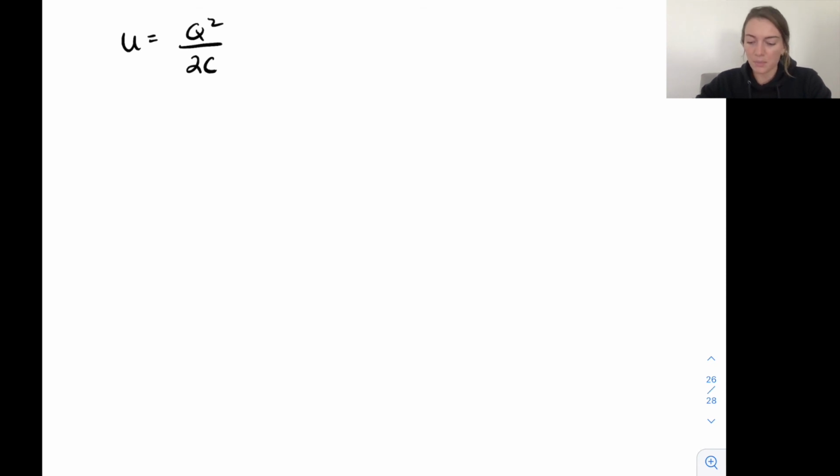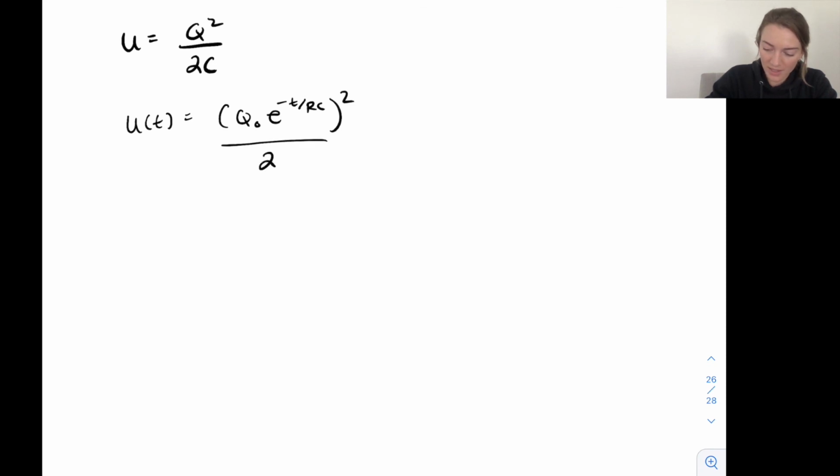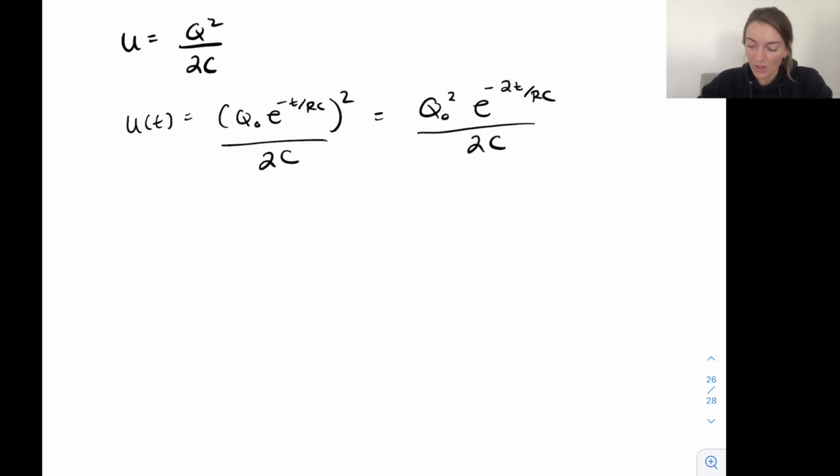So we can substitute this Q for our time-dependent equation of Q. So we can rewrite this. So the time-dependent energy stored is Q initial e to the negative t over RC, squared, divided by 2C. So this becomes Q initial squared e to the negative 2t over RC. So I'm just distributing out that squared over 2C. All right, so now let me just rewrite this. I'm going to put my Q naught squared over 2C and then e to the negative 2t over RC.